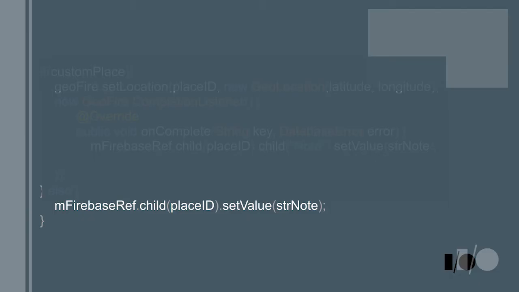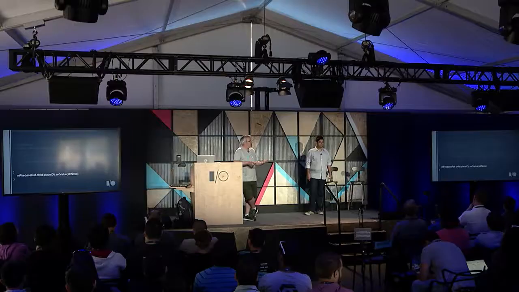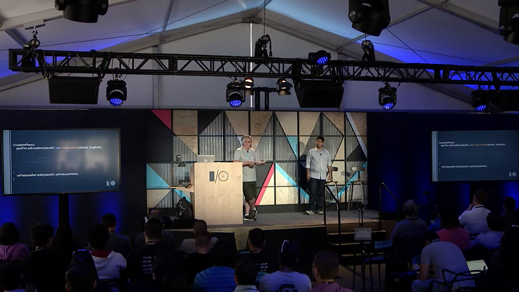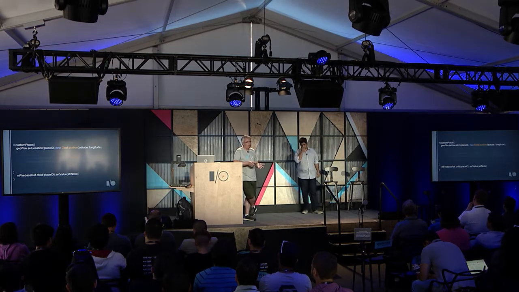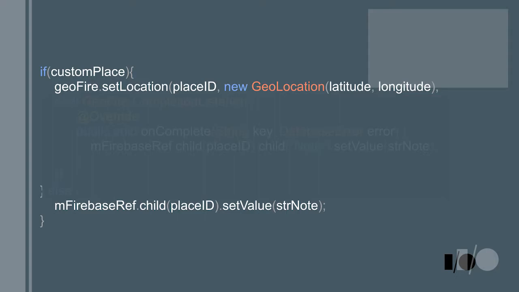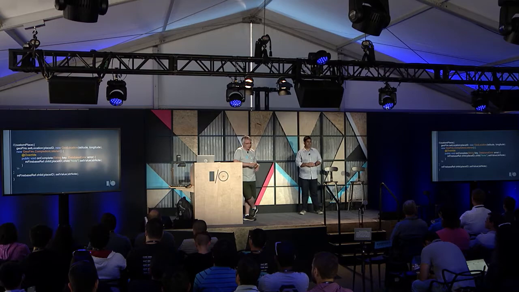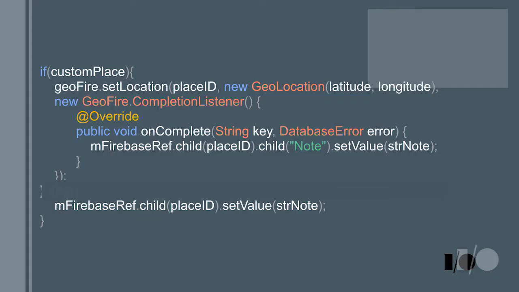So if you remember the single line of code that we had earlier on, for a well-known place, not one of our custom places, we set the place ID, we add a note to that, and we're done. Now for one of our custom places, all we have to do is call the setLocation method on GeoFire itself. We pass that a place ID, and a geolocation object initialized with our latitude and longitude. That gives us an on-complete callback, and if we override that, all we have to do is pretty much the same code.